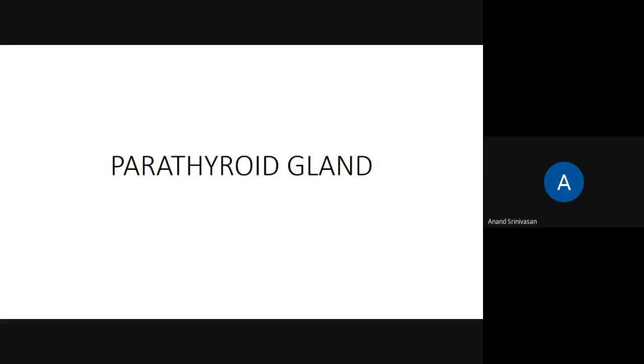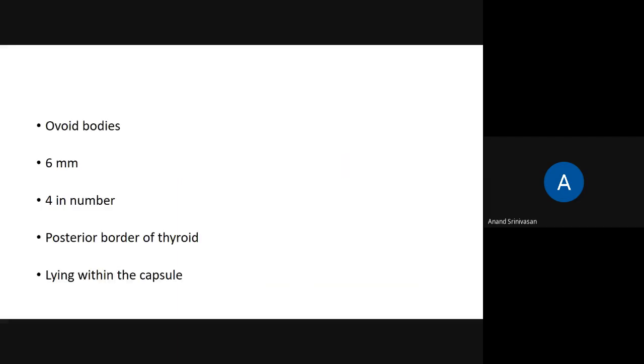So what is the hormone which is secreted? Parathormone, and also calcitonin, which help in calcium metabolism, in the regulation of the calcium levels in the body. These parathyroid glands are small, oval in shape, approximately 6 millimeters. You can see how small and tiny they are, approximately 6 millimeters.